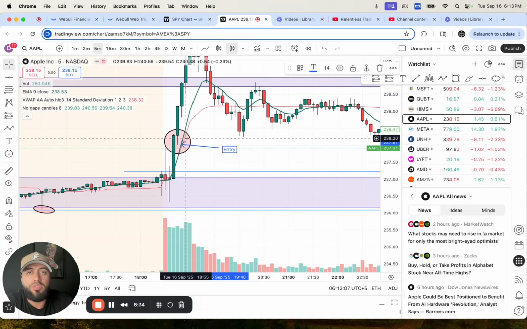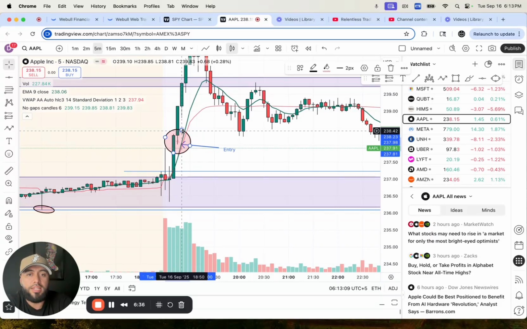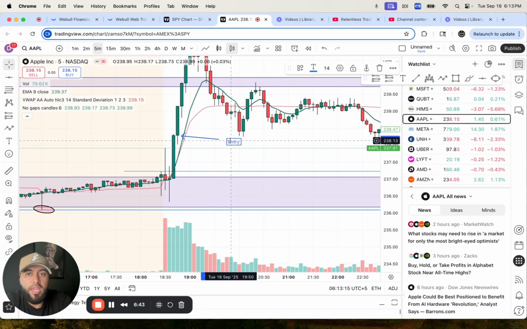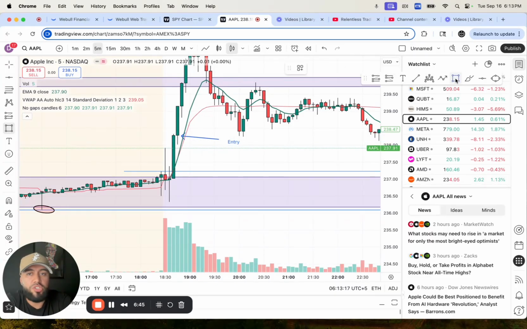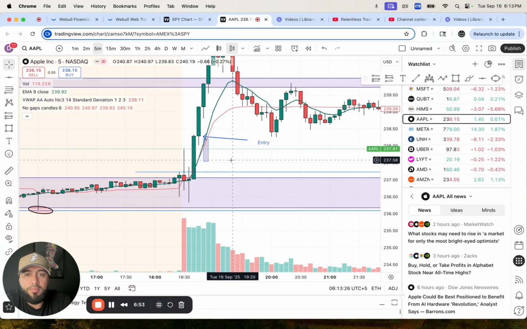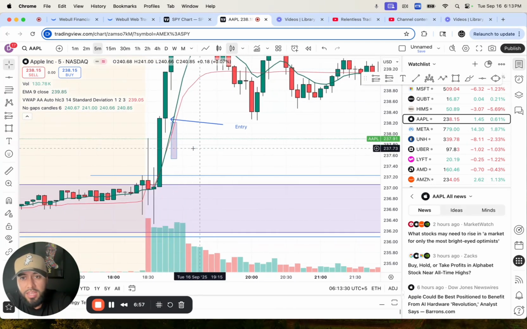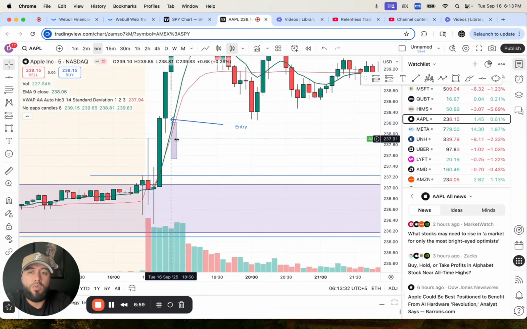So let's say we enter position here, right? Let's say we enter position there, and it decided to just drop. It came down like this. We are now below pre-market, well, we are now below the 9 EMA and the VWAP. That is an indication of your stop loss.